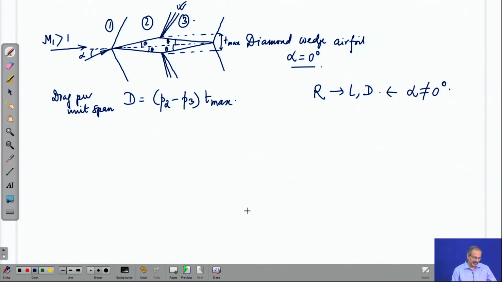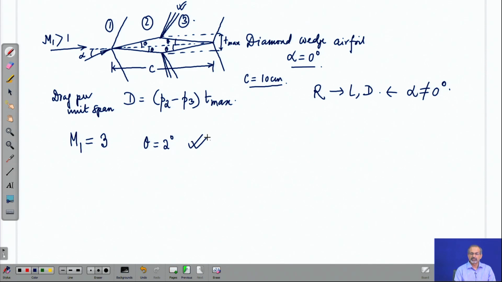So, that can also be tried at home, but you can now start using some actual numbers. Let us say you take a value of M1 equal to 2 or M1 equal to 3, take a value of theta equal to 2 degrees and take a suitable length of this airfoil. You can do the calculations based on C parametrically or just assign a certain value, C equal to say 10 centimeters, and work out the values of pressure, work out the values of forces, etc. So, this is a homework problem that you can try for yourselves.